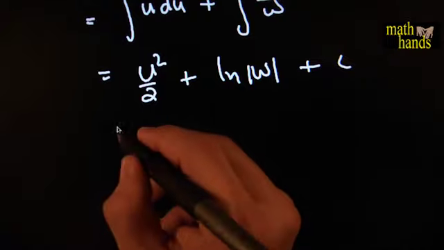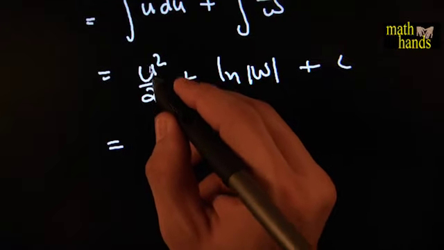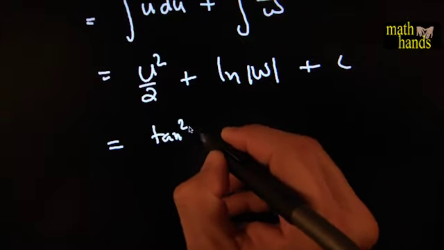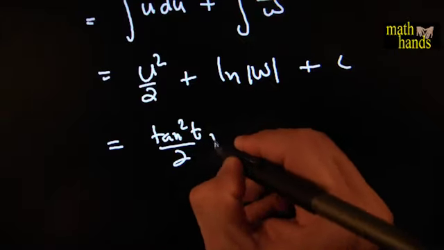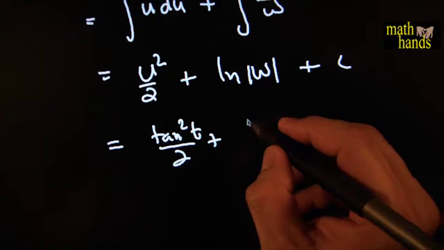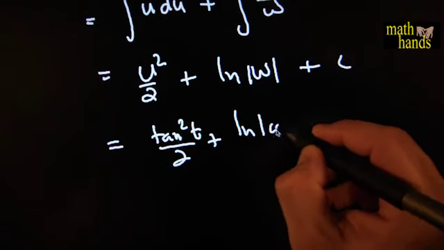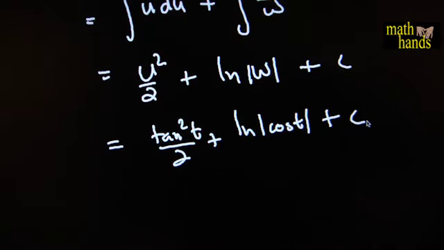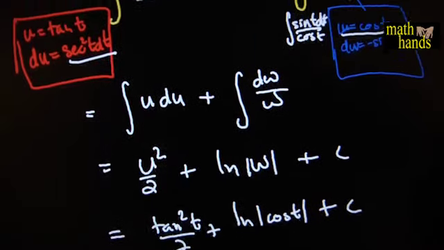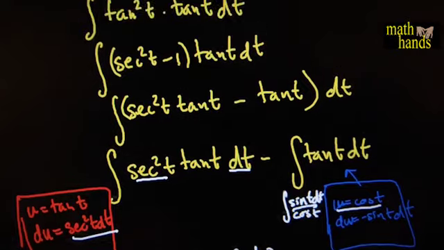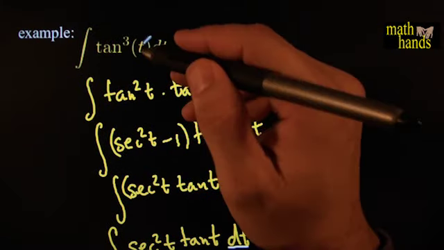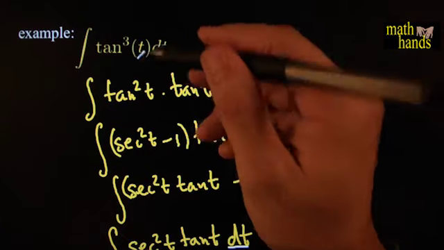But wait, there's more. Making my substitutions back, the u was equal to tangent, so this will become tangent squared t all over 2. My w is equal to cosine, so ln of cosine t plus c. And now I'm done. Phew! Pretty nice, huh? Tangent to the third. You thought it was just some little cheesy integral, huh? No, it provides lots of fun.